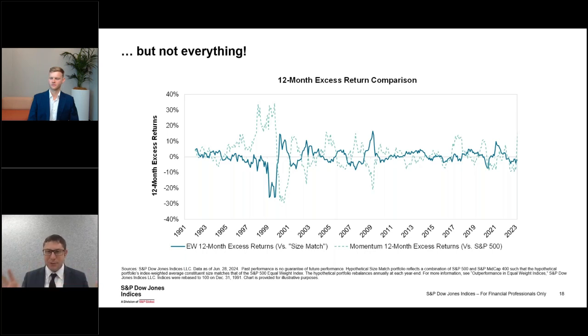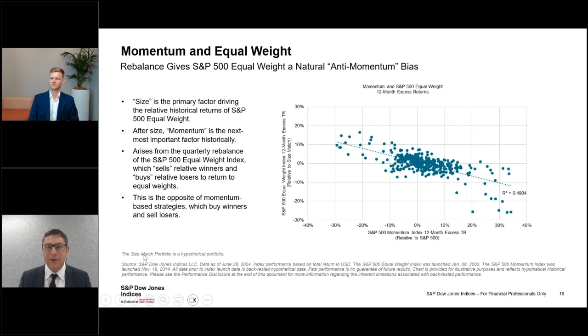The biggest residual factor after size is actually an anti-momentum component that comes from the rebalancing. I find this deeply satisfying, right? It weights equally, you get a size exposure. It rebalances, you get an anti-momentum exposure. If you run regressions and other such analysis, you can find out size explains about half of all the variations in excess returns. Momentum explains about half of what's left.